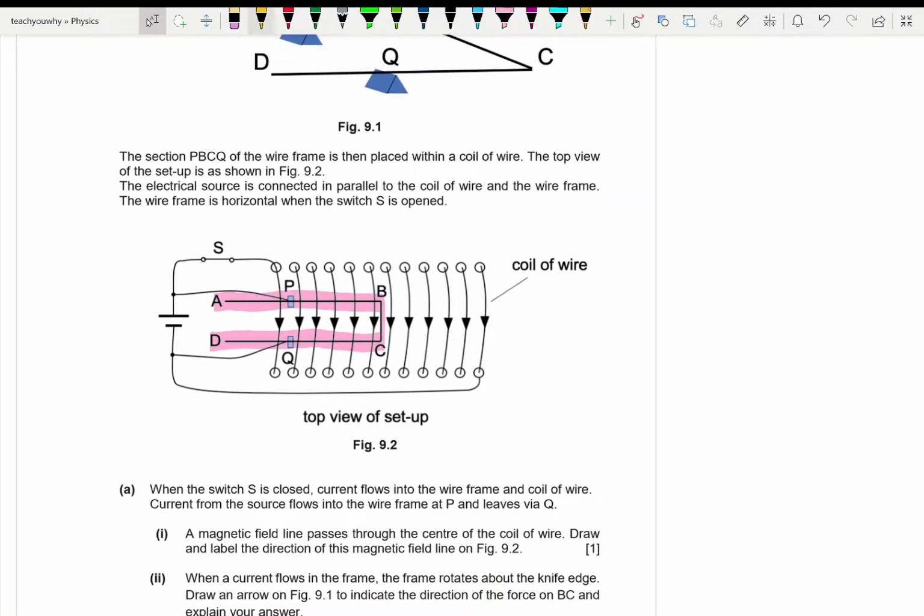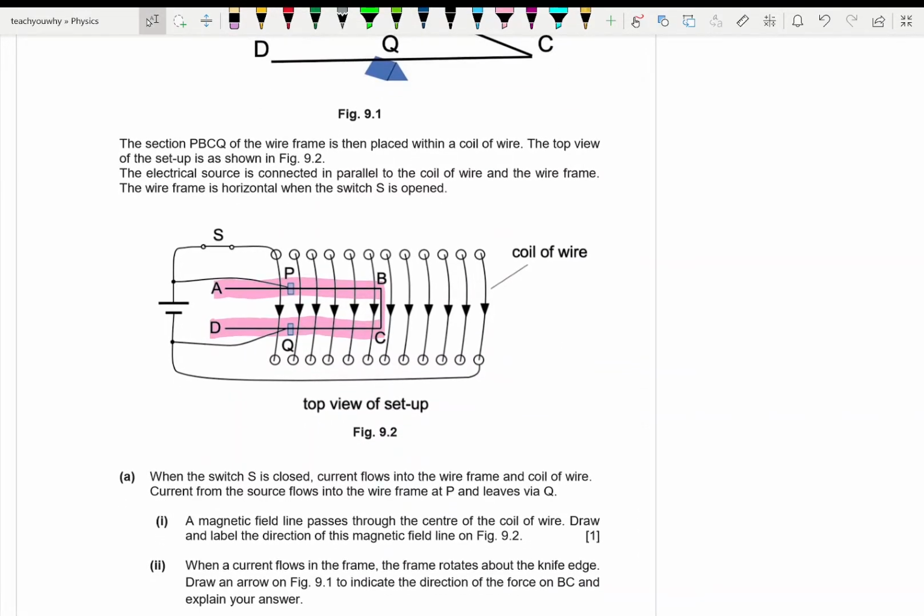Now how do we answer this? When the switch S is closed, current flows in the wire frame and the coil of wire. Current from the source flows in the wire frame at P and leaves at Q. So we need to first label the direction of the current. It goes in at P and then it comes out at Q. You can see it goes this way.